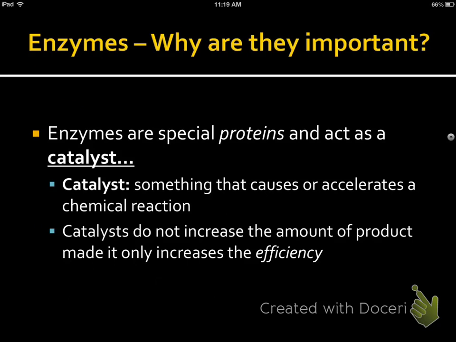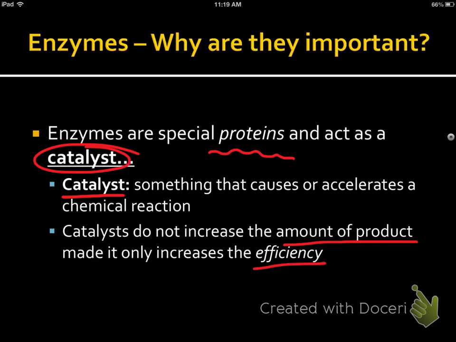Okay? So now enzymes are also important to reactions. They're proteins, and we're going to talk about the macromolecules next week, but proteins are one of them. And they act as something called a catalyst. All right, so a catalyst is something that causes or accelerates a chemical reaction. So it's going to make it work faster. So it's not increasing the amount of product. It's not making more product out of the same starting amount.